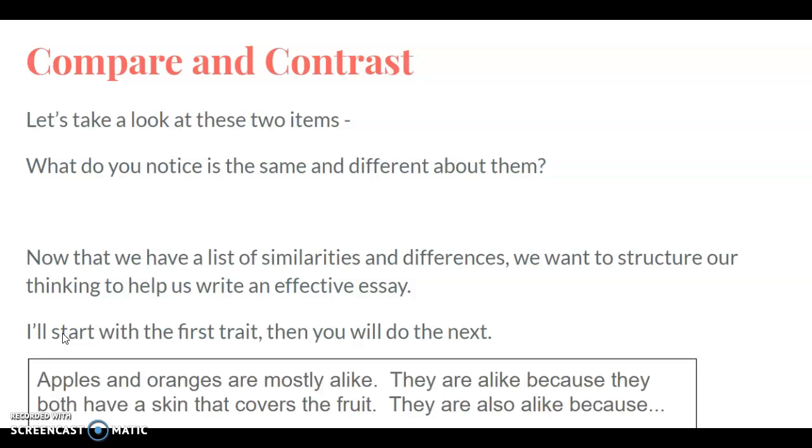Let's take a look at two items, and I'll name them as an apple and an orange. What would you notice about being the same and different about an apple and an orange? Well, if we look at the very bottom of this slide, we know that apples and oranges are mostly alike. They are alike because they both have a skin that covers the fruit. See if you can think of another way that apples and oranges are alike.